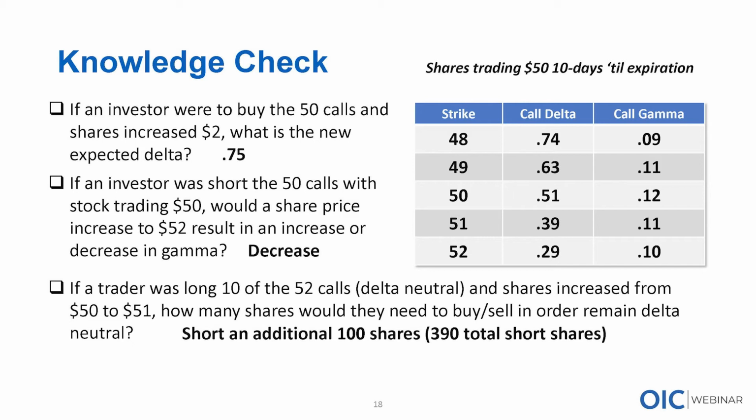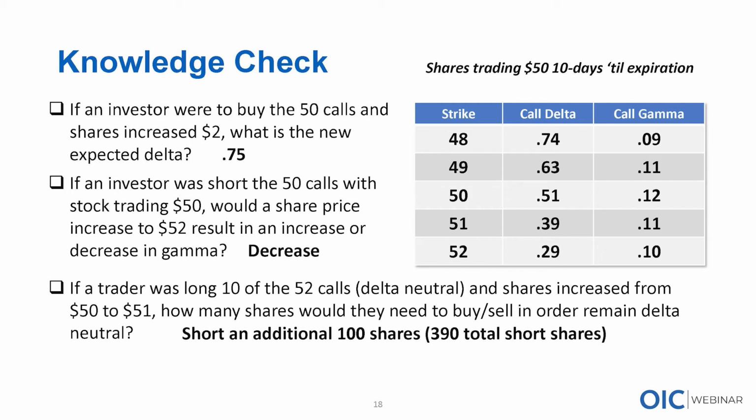Well, you simply take the stock move, $2, and multiply it by your gamma, which is 0.12, or 12. That gets you to 24. 24 plus 51 gets you to 75. So with the stock up $2, all other things being equal, your new delta should be about 75 for this particular option. As you can see, as the stock goes higher, you're actually getting longer and longer, which is a good thing if you own calls. That's what you want.